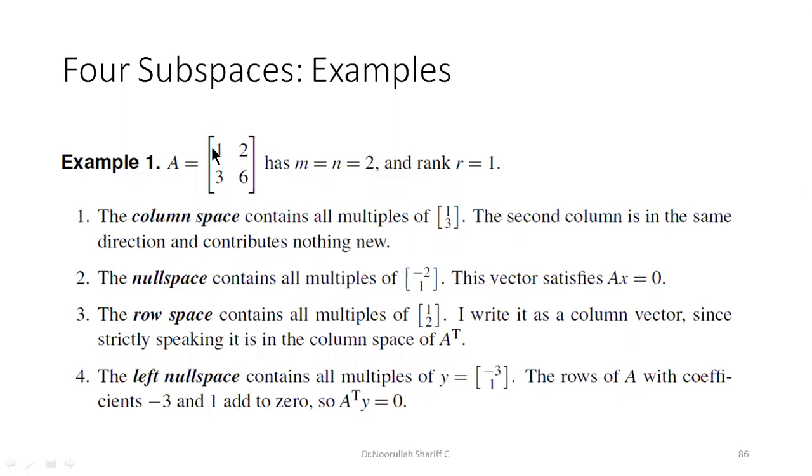R2 minus 3 R1 will go into R2. So 3 minus 3 into 1 will be 0, which comes here. 6 minus 3 into 2 will again give me 0 over here. So the reduction will give me 1, 2, and 0, 0.